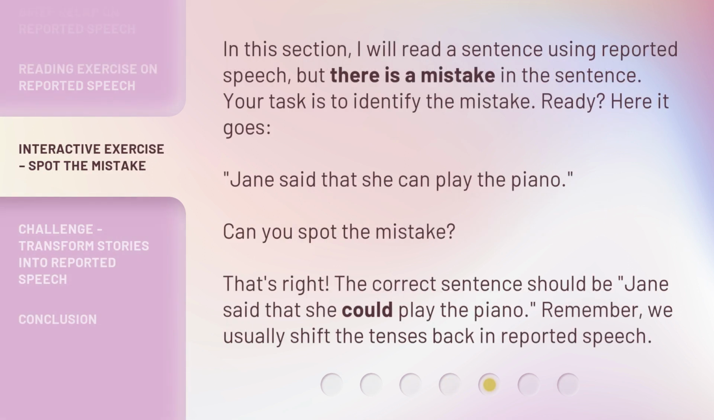In this section, I will read a sentence using reported speech, but there is a mistake in the sentence. Your task is to identify the mistake. Ready? Here it goes. Jane said that she can play the piano. Can you spot the mistake? That's right. The correct sentence should be, Jane said that she could play the piano. Remember, we usually shift the tenses back in reported speech.